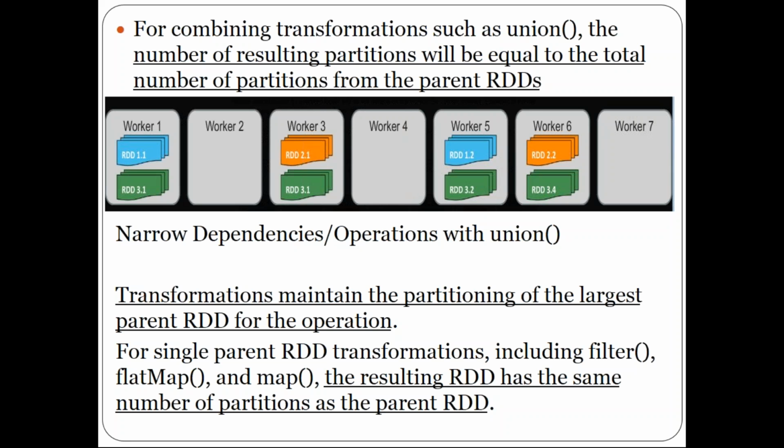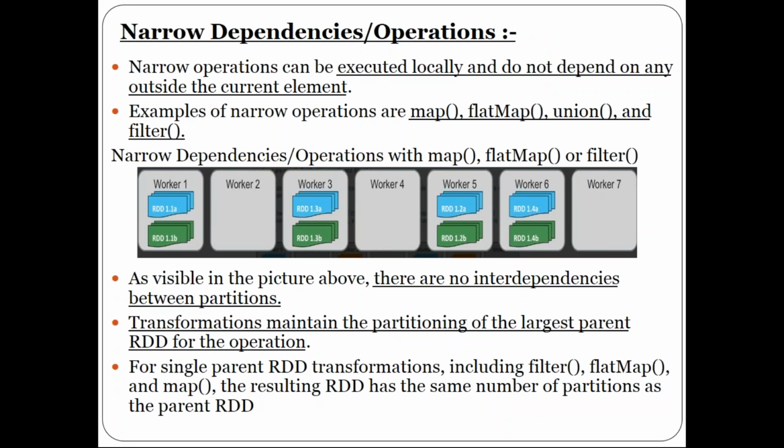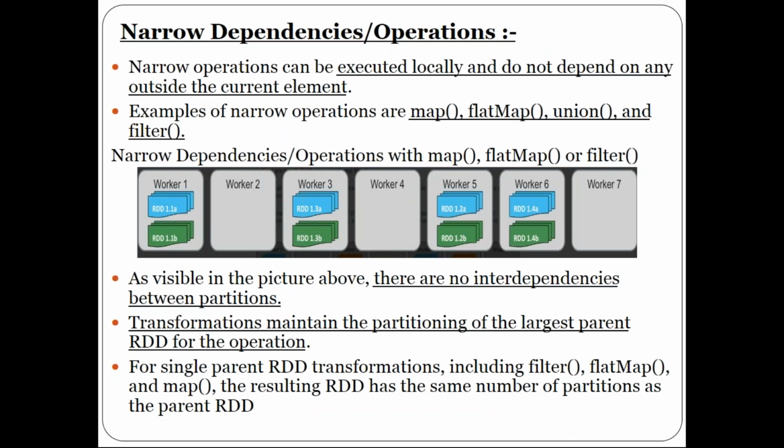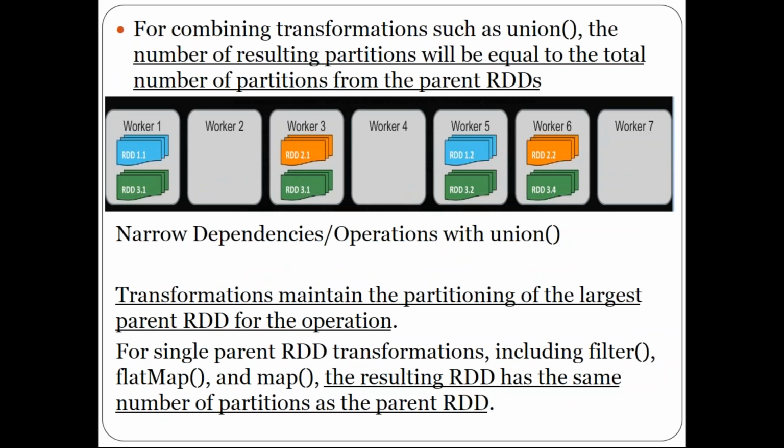When you combine these two, how many partitions will you have? That is where the narrow dependency comes into the picture. This narrow dependency with map, flat map, filter will not have that connectivity. Here it has a connectivity. Now, the transformations maintain the partitions of the largest parent RDD. Here, in this statement, transformations maintaining the partitions of the largest RDD of the operation. The same thing is also repeated here.